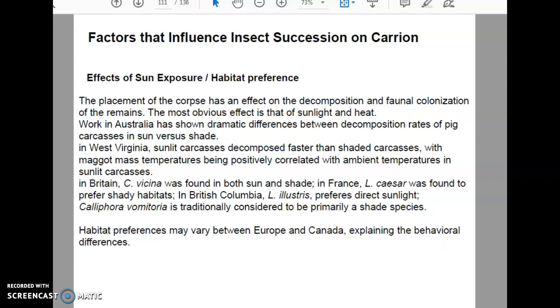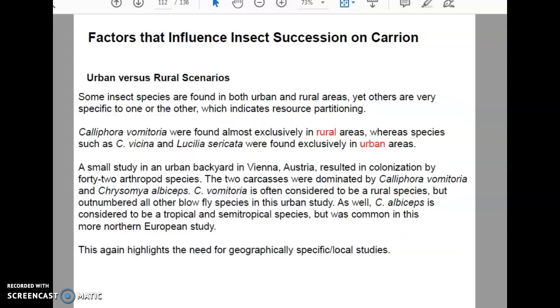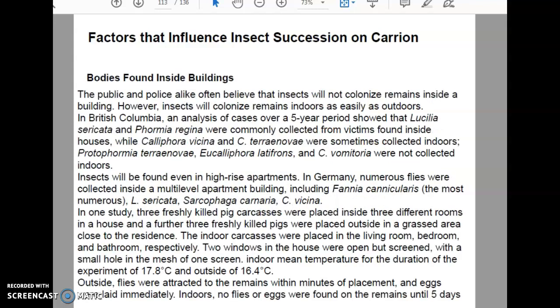There are some issues here about sun exposure and habitat preference, whether or not something is in the shade or in the sun. And urban versus rural areas. Some like the city, some like the country. And once again, bodies found inside buildings.